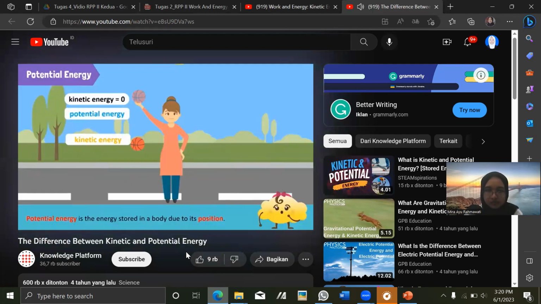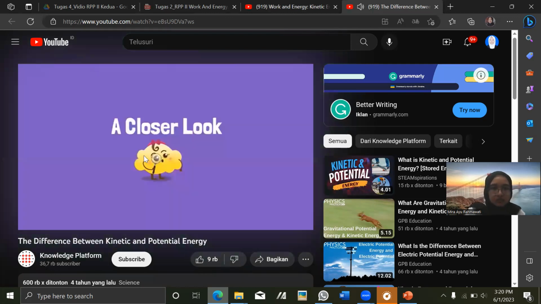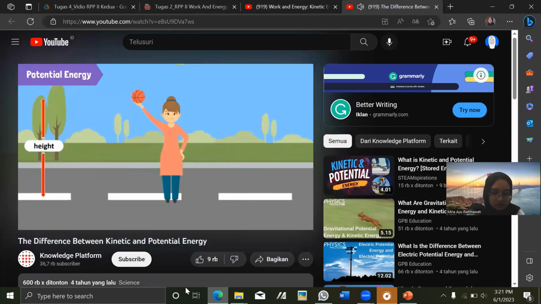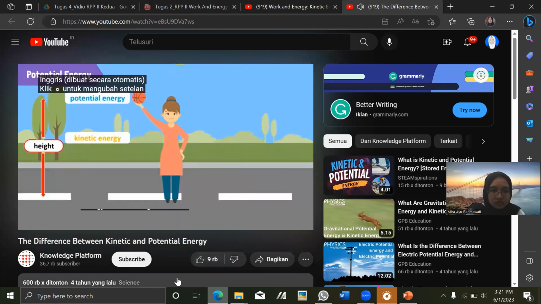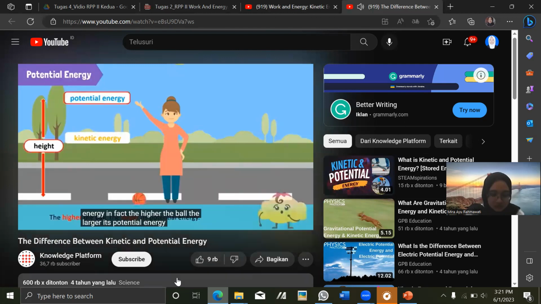Potential energy is a form of energy stored in a body due to its position. Let's have a closer look. Here, the position is the ball's height from the ground. When you release it, the potential energy converts to kinetic energy. In fact, the higher the ball, the larger its potential energy. That is why if we raise the ball to a greater distance from the ground and release it, it will hit the ground harder.